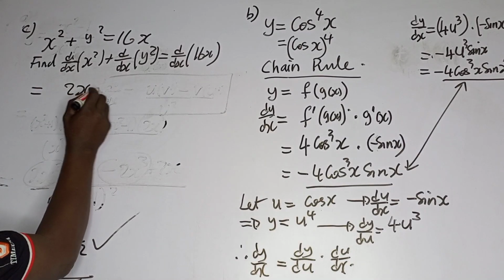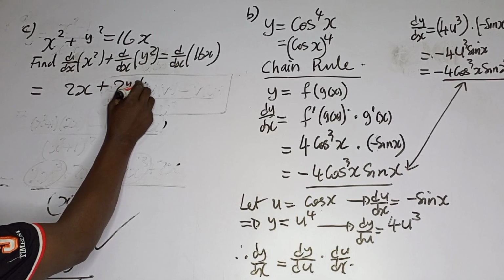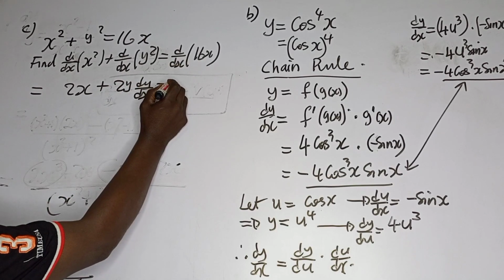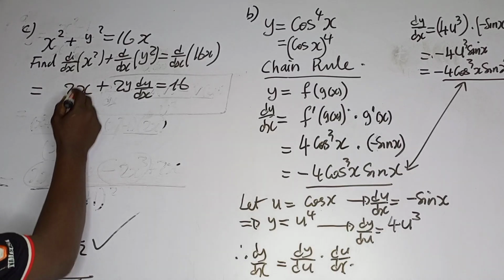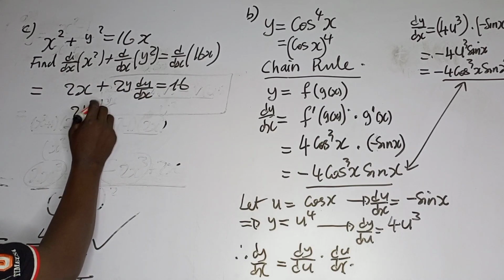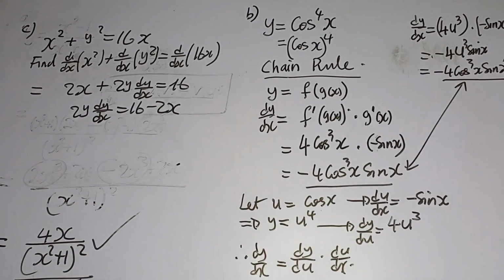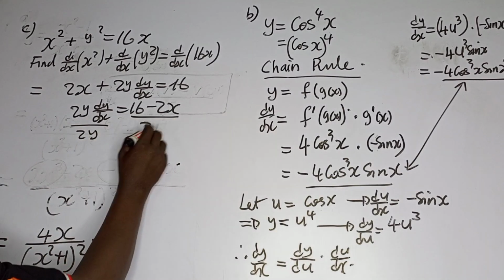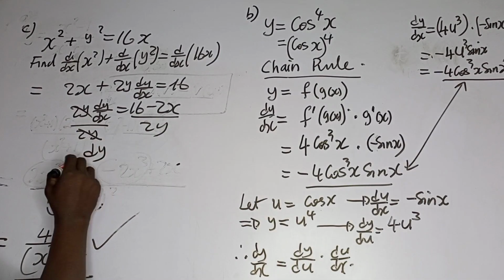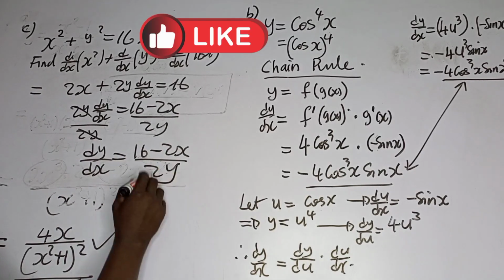This is going to give us 2x. Then here we have 2y dy/dx. Then here we have 16. From here we're going to make dy/dx the subject. To get dy/dx, we carry this 2x from the left hand side to the right hand side. So we have 2y dy/dx is equal to 16 minus 2x. Next, we divide both sides by 2y. This cancels, and so we now have dy/dx to be 16 minus 2x all over 2y.